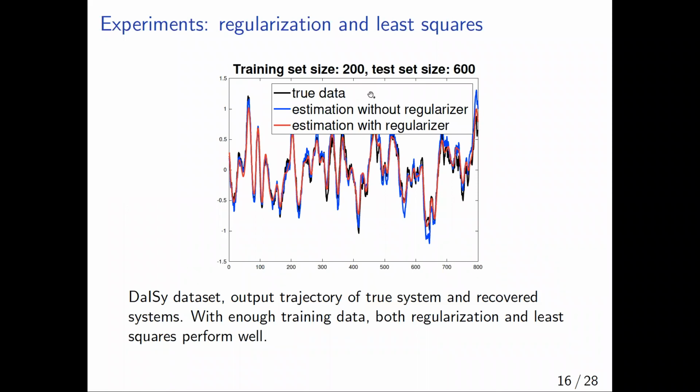So here, the training size is 200, test size is 600. Because this system was very low order, we can get away with this very small training set size. But still, this is not close to the minimum required. I believe this system was order 3.